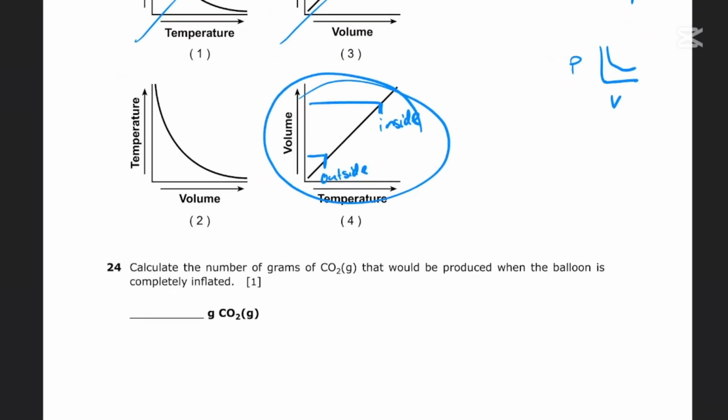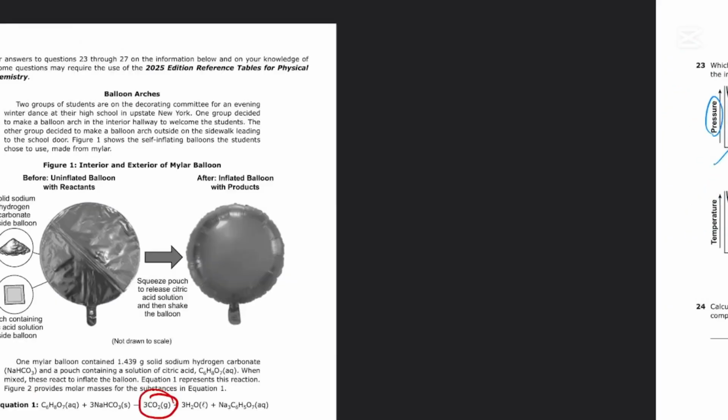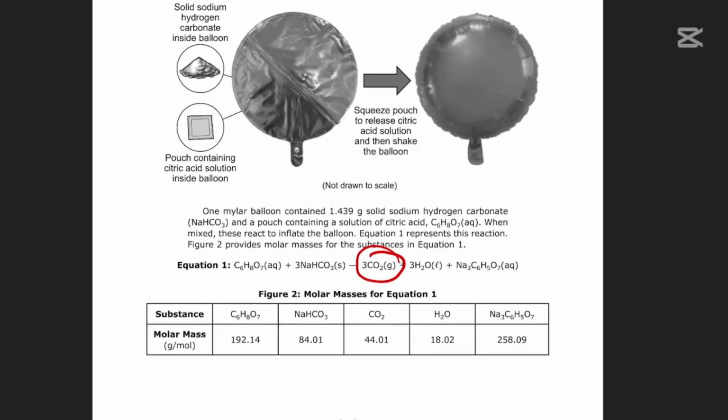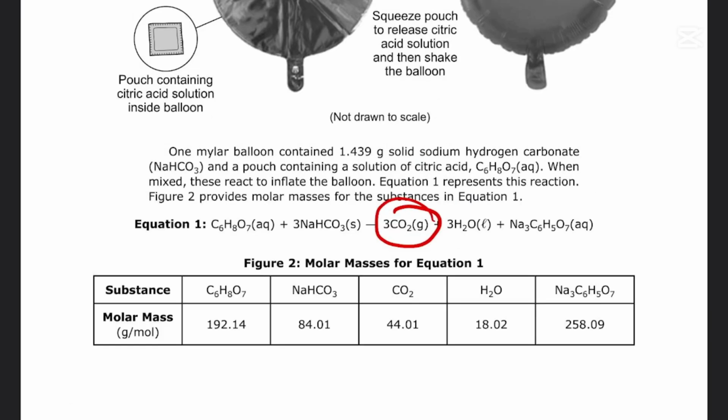All right, 24 says calculate the number of grams of CO2 that would be produced when the balloon is completely inflated. All right, so we got to go back to this equation and we need to figure out what is the gram value of CO2 produced. The information that we have is that a mylar balloon contains 1.439 grams of solid sodium hydrogen carbonate.